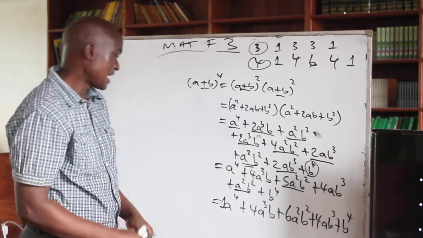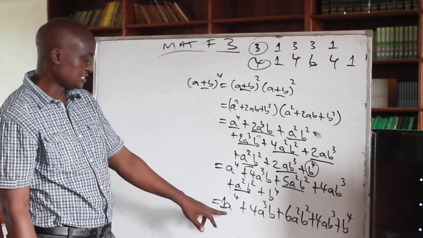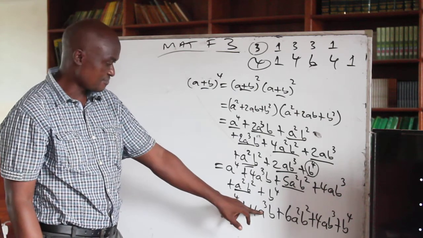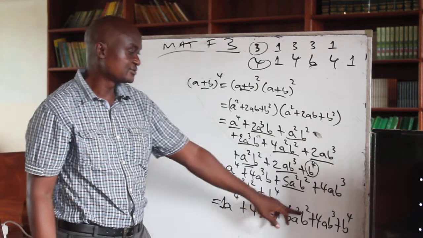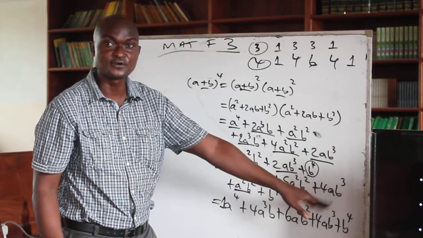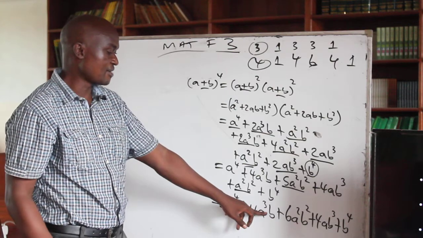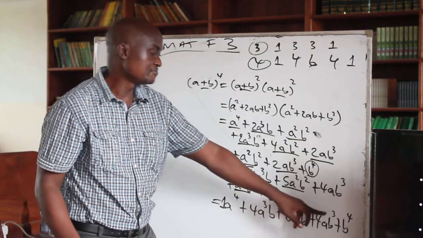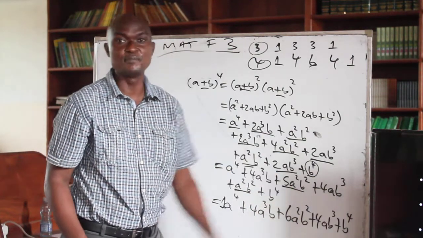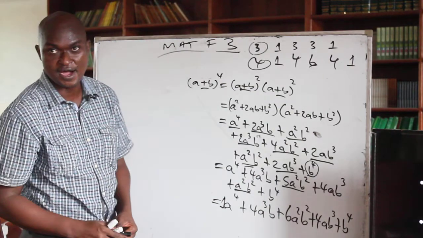And the same rule applies. We're raising to power 4, so it's a power 4, then a power 3, a power 2, a power 1, a power 0. While for b, it should be b power 0 here, b power 1, b power 2, b power 3, and finally b power 4, because we're raising it to power 4.